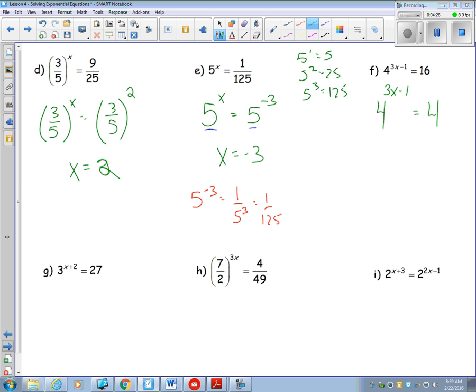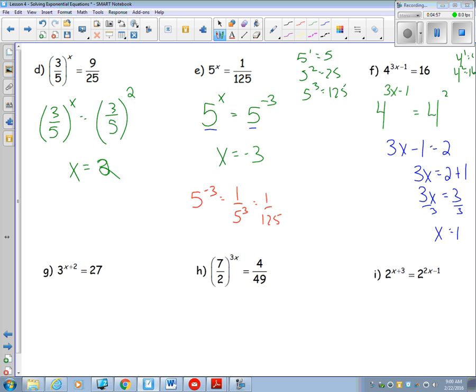4 to the what is 16. Well, 4 to the 1 is 4. 4 to the 2 is, hey, 16. So 4 to the 2 is 16. My bases are the same, which means my exponents are the same. So I'm going to write down this time the exponents. 3x minus 1 has to equal 2. And then solve that. Numbers on one side, letters on the other. So 2 plus 1, which is 3, divide both sides by 3, and x equals 1.